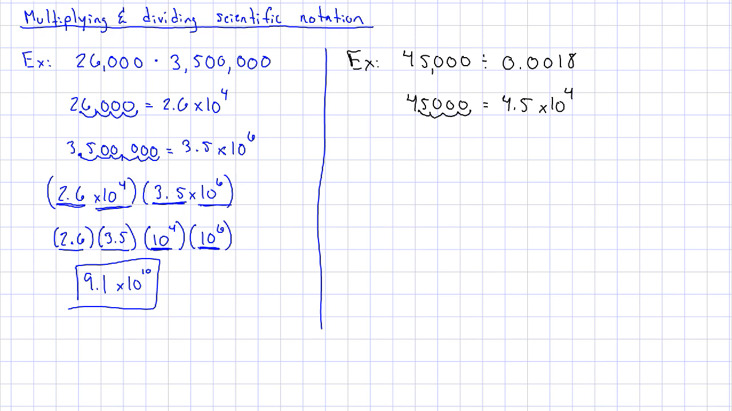Now I know that the 0.0018 is going to have a negative exponent because it's a very small number. And I'm going to be moving my decimal place to the right instead of to the left. So 1, 2, 3. So I end up with 1.8 times 10 to the negative 3. All right, now I can go ahead and proceed with my division. So I'll write them stacked. I'll do 4.5 times 10 to the 4th divided by 1.8 times 10 to the negative 3.